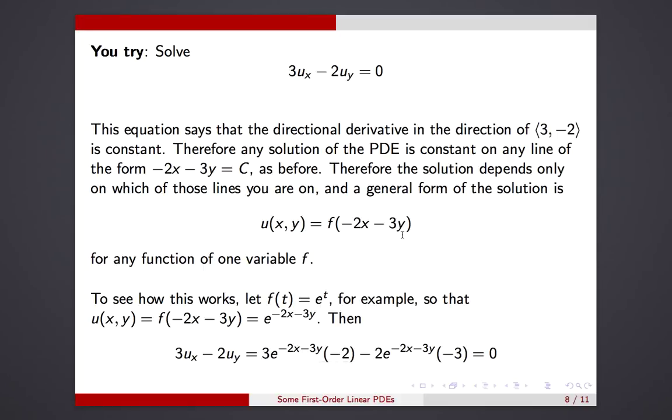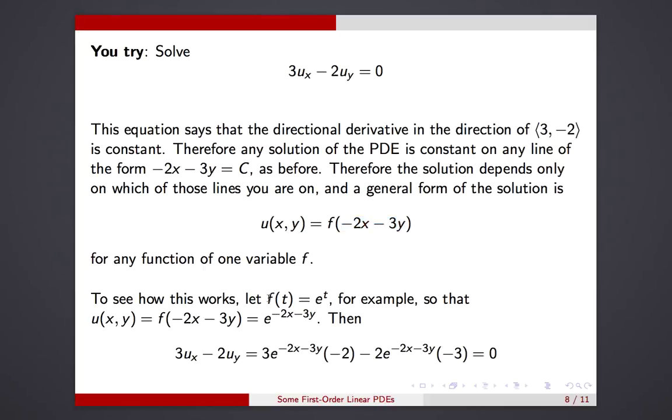The analysis goes exactly like we did before. You just fill in that a is 3 and b is -2, and you will get that u(x,y) equals f of -2x minus 3y. So -2x minus 3y equals c. Those curves are where the function u is constant. So the value of u only depends on the curve that the point is on. The value of u is a function of the curve you're on. That's what it's saying, and in this case, these lines.